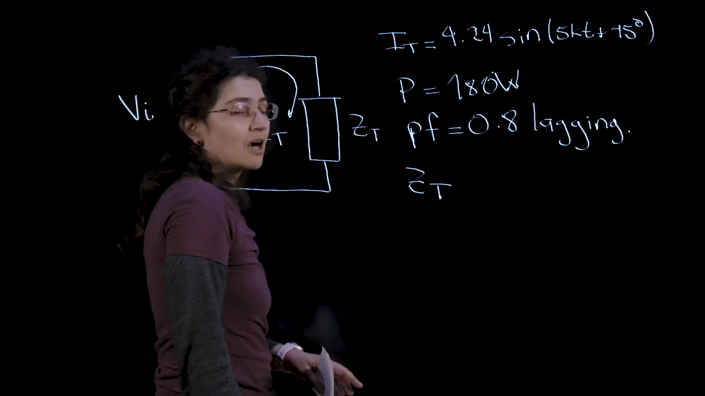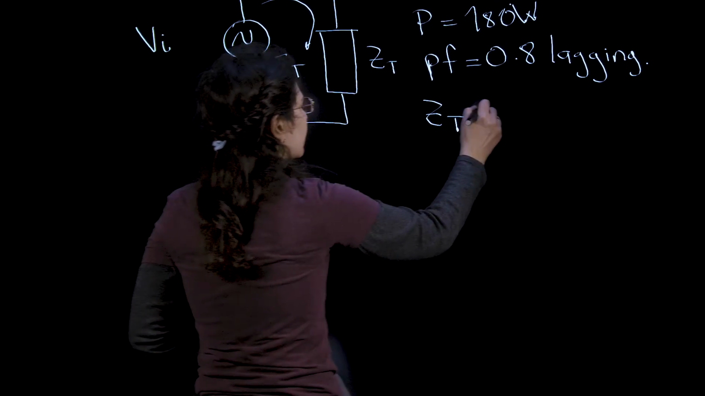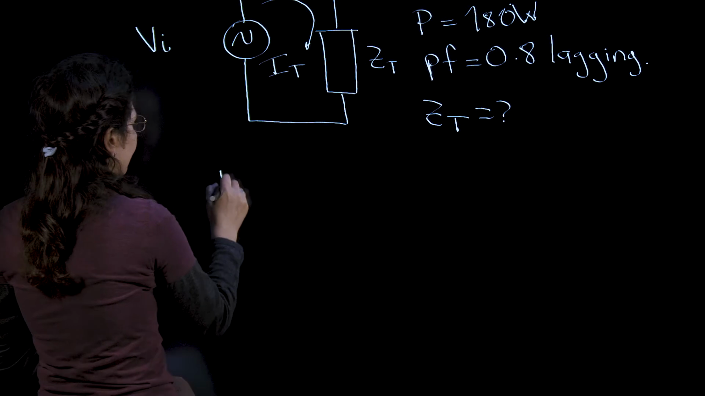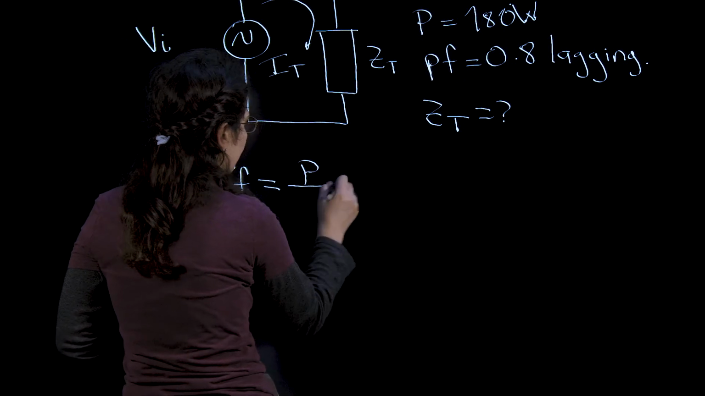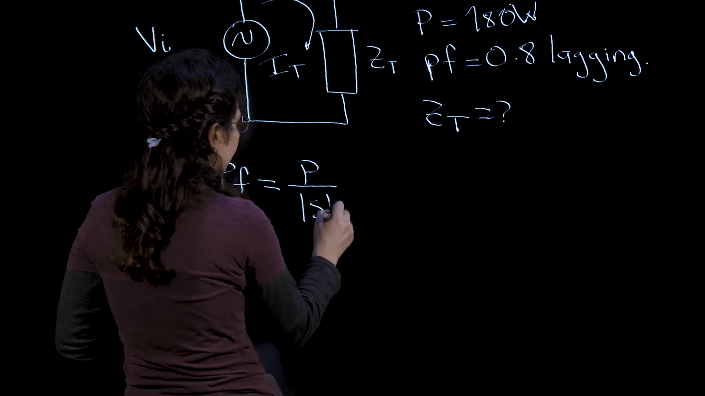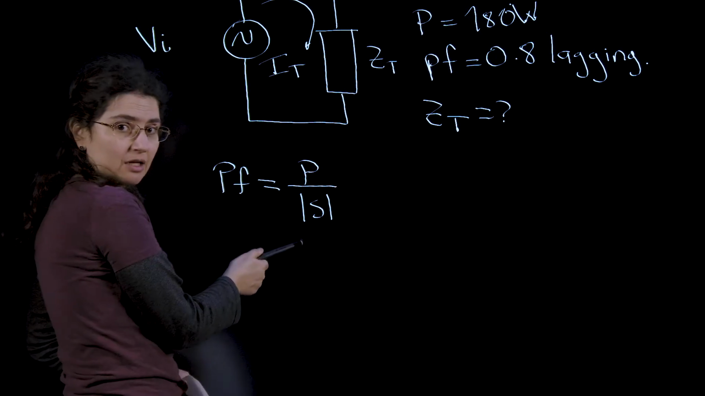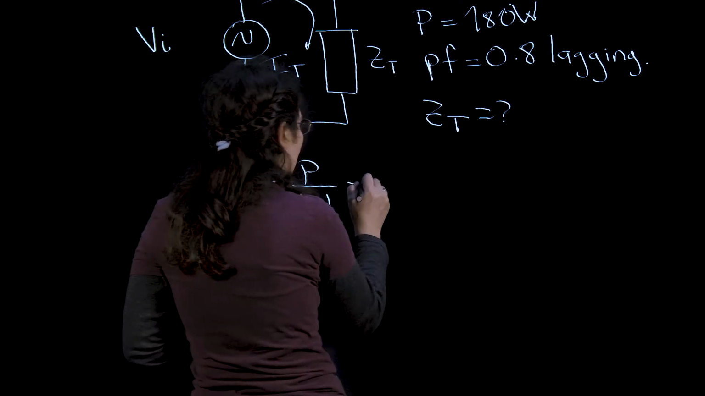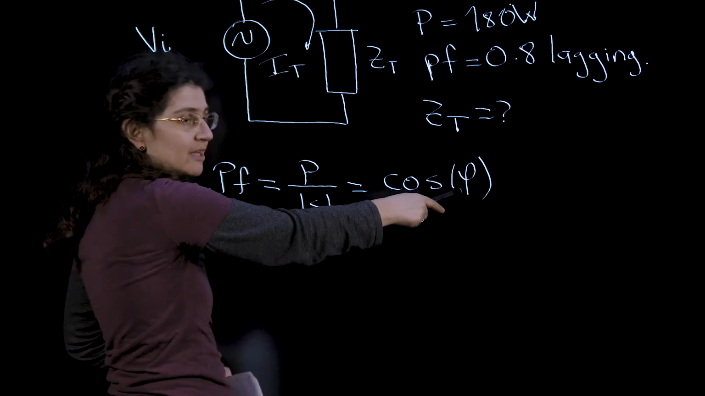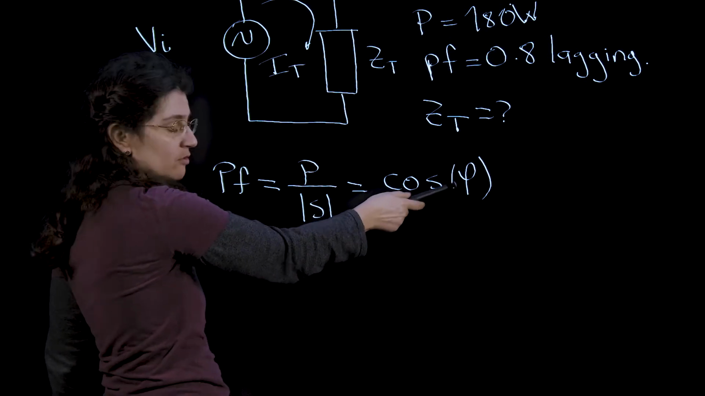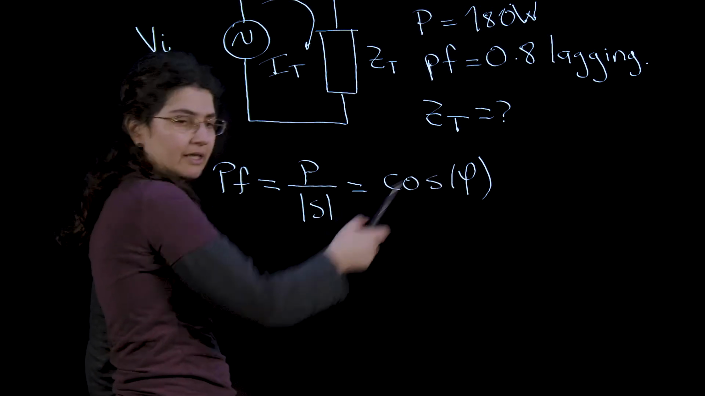So, we can start with the power factor. With the power factor, we can calculate two things. We know that the power factor is equal to P over the magnitude of S. So we have the power factor and we have P, so we can calculate the magnitude of S. And we also know that the power factor is the cosine of the angle phi, which is the angle of our complex power. So we can also calculate the angle here.